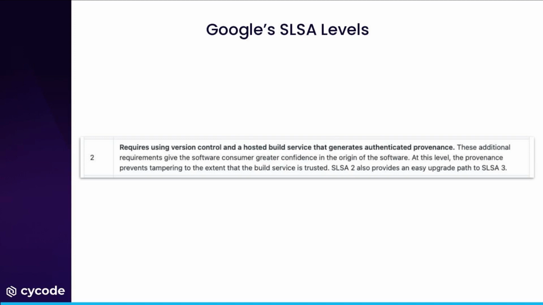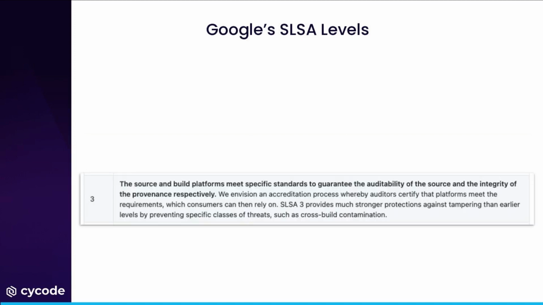Now, SLSA level 3 means that the source and build platforms adhere to standards that guarantee both the integrity of the provenance and the auditability of the source code. This significantly improves protections against build tampering versus lower SLSA levels, and also prevents certain classes of threat, such as cross-build contamination.